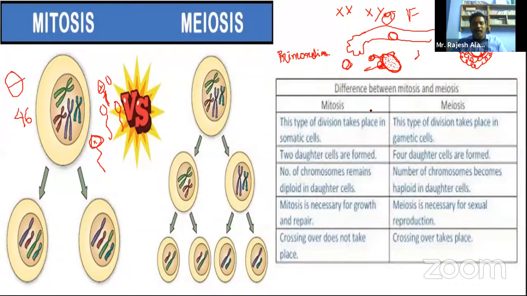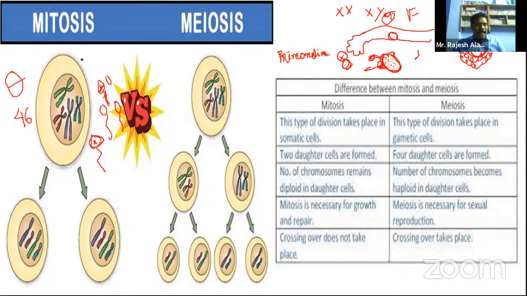So at any point of time, the egg released from the ovary will be carrying X chromosome only, a single X chromosome, a haploid chromosome. Whereas in case of sperm cells, come to the figure on the left side. Some sperms will be having X chromosome and half of the sperms will be having Y chromosome. This is going to determine the sex of the baby.